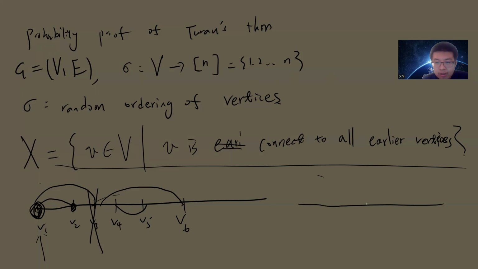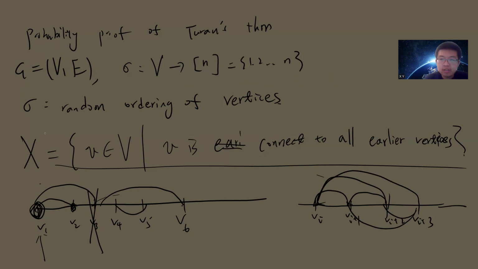So the situation is that if you collect a set X, it contains, let's say, v_{i+1}, v_{i+2}, and they become like this. We need each to be connected to all the earlier vertices. So all the vertices in X are connected to all these earlier vertices. This gives you the following: basically, X is a clique.